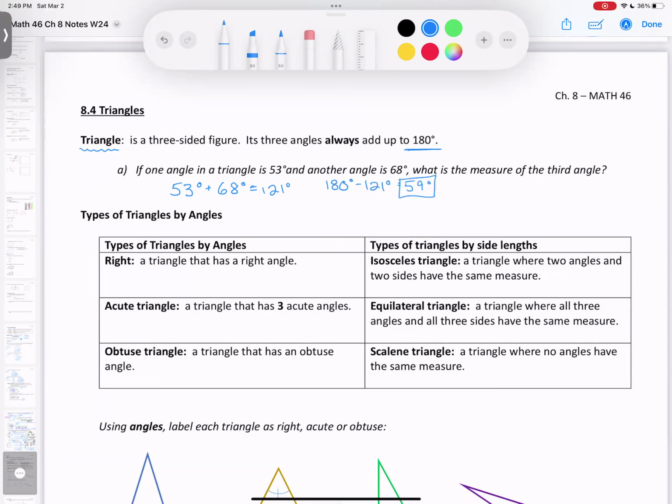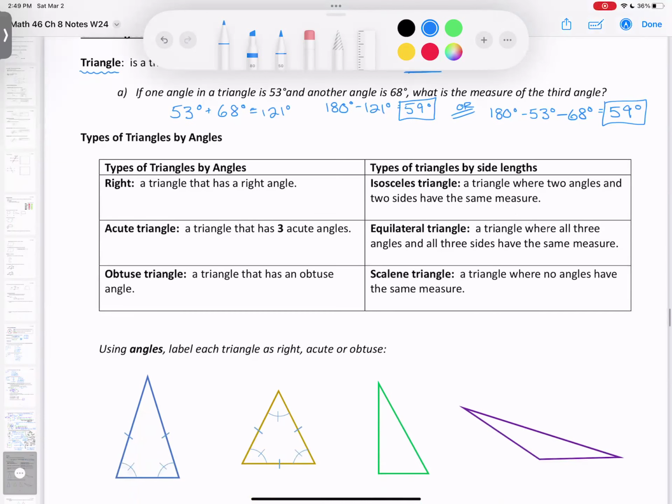Or if you want to think about it this way, you can think of it as you started with 180 degrees, and then your one angle took up 53 of those degrees, your other angle took up 68 of those degrees, and so that has left you with 59 degrees.